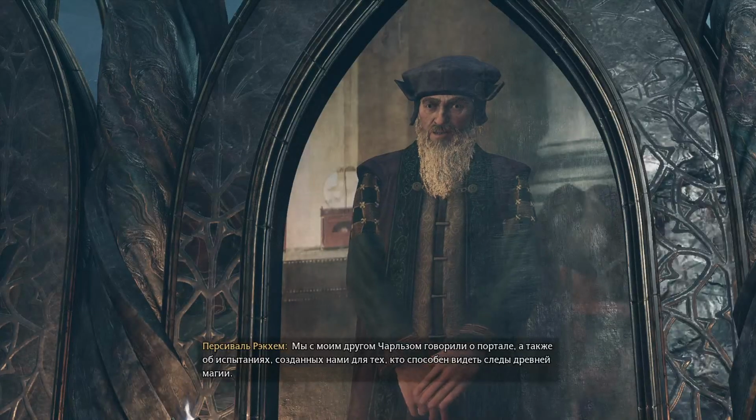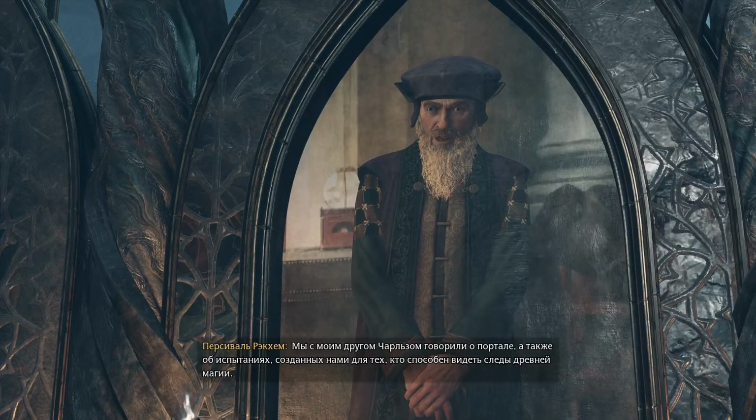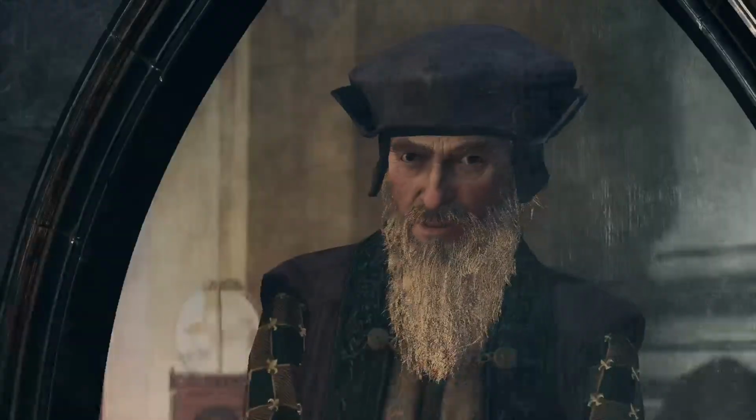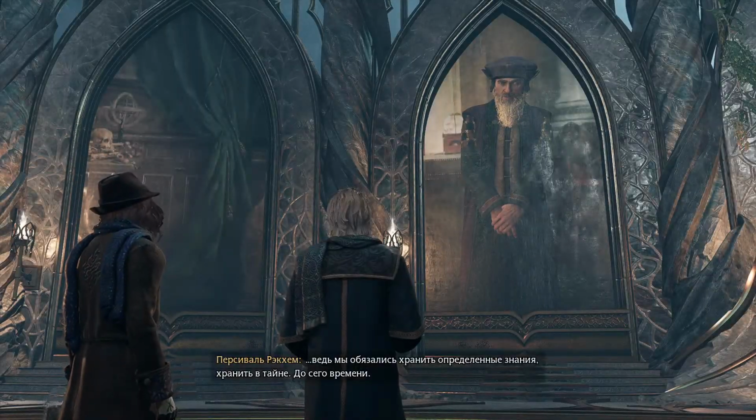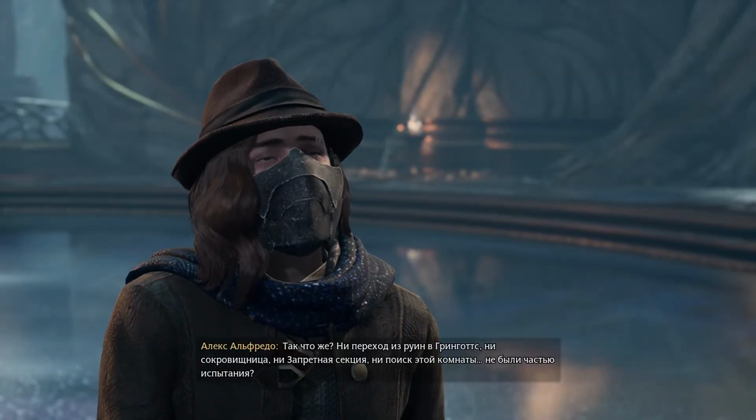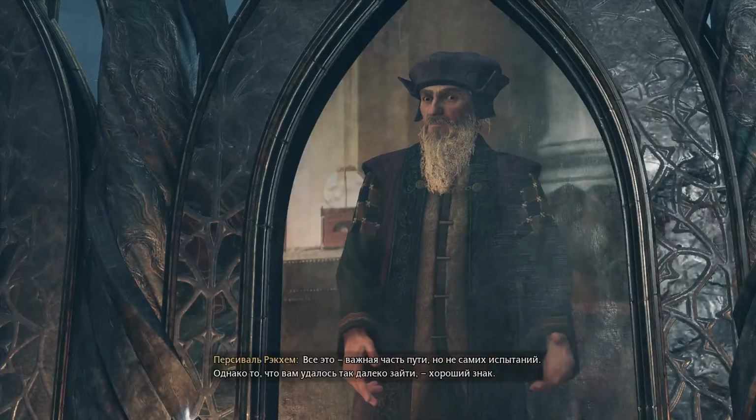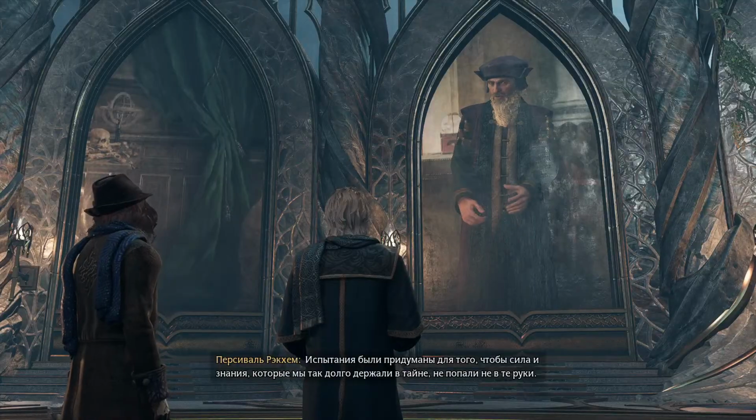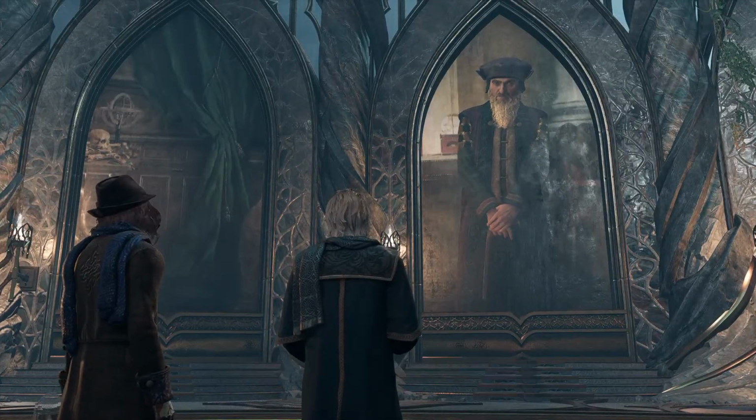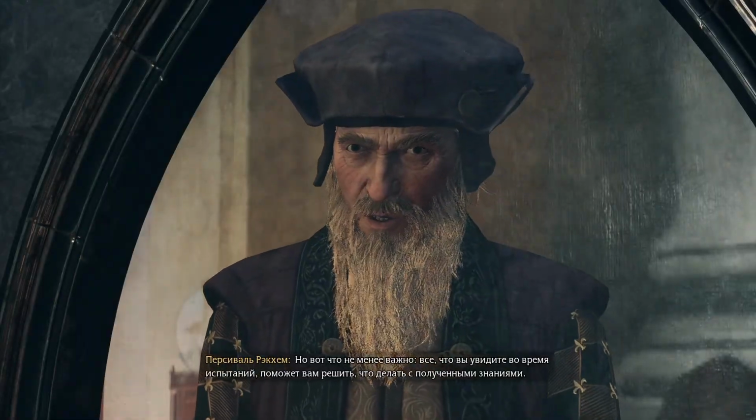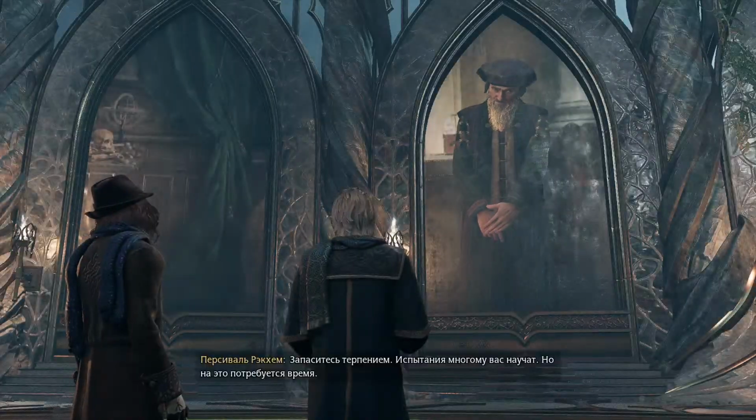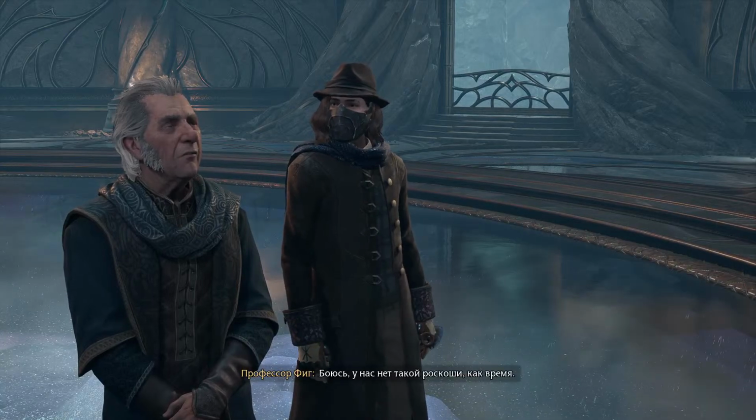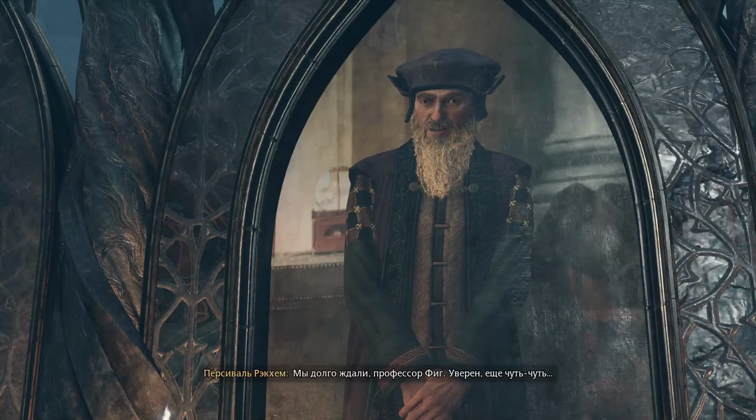My friend Charles and I spoke of the portkey and of trials we'd created for one who could see traces of ancient magic. Charles, in light of the knowledge that we have... So, the passage from your ruins to Gringotts... They were an important part of the journey, but the trials were designed to ensure that they will test your abilities, but of equal importance, everything you witness as you complete them. You will need patience. The trial... I'm afraid we don't have the luxury of time. We have waited this long.